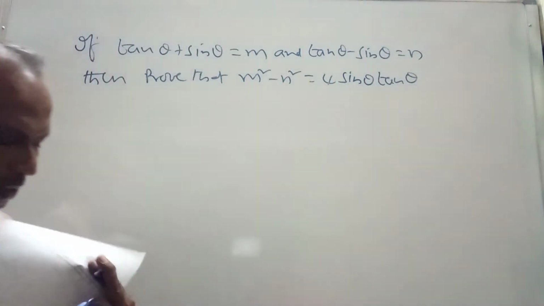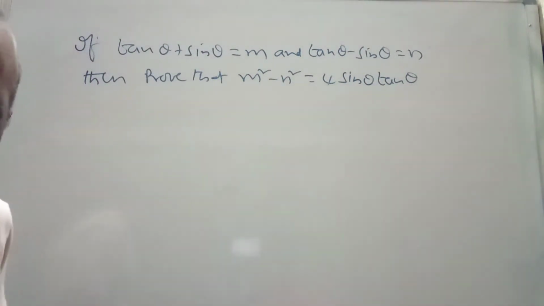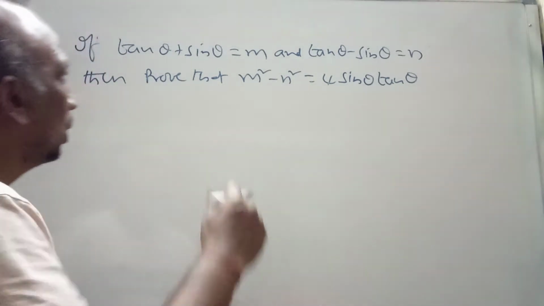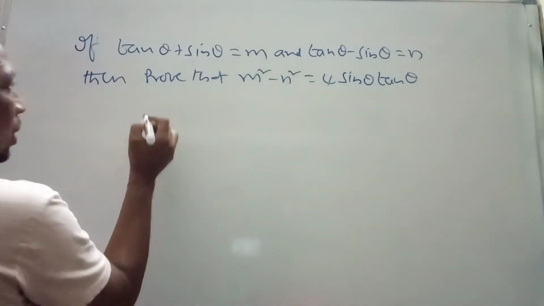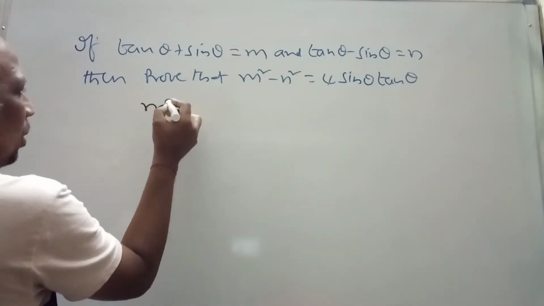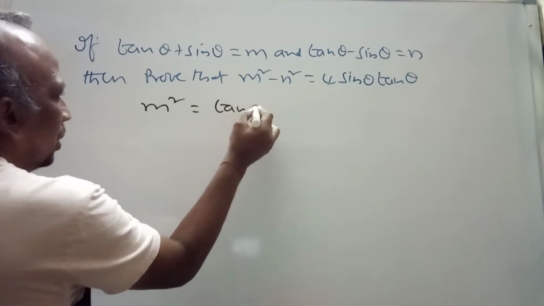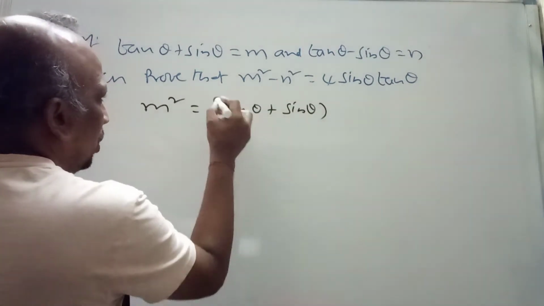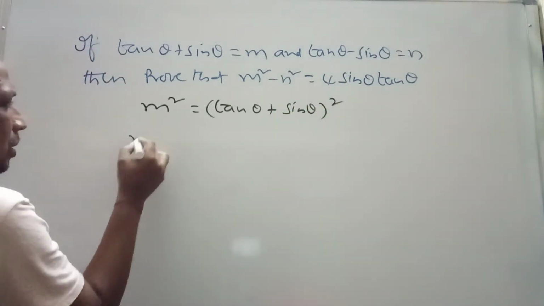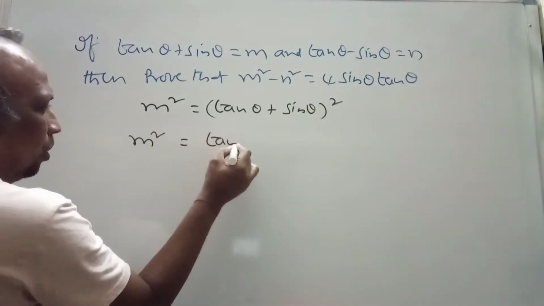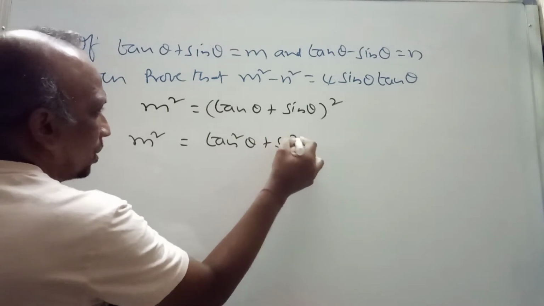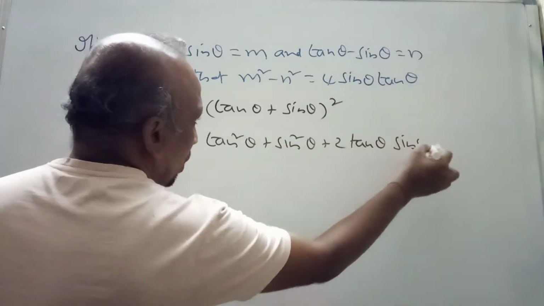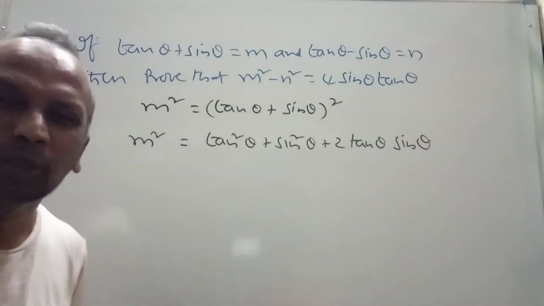This problem is easy to solve. Let us see the result they are asking. For m square minus n square, take m first. m square is equal to tan theta plus sin theta whole square. It can be written as m square equals tan square theta plus sin square theta plus 2 tan theta sin theta, using a plus b whole square.